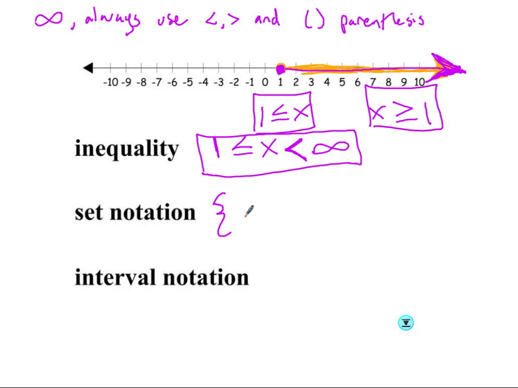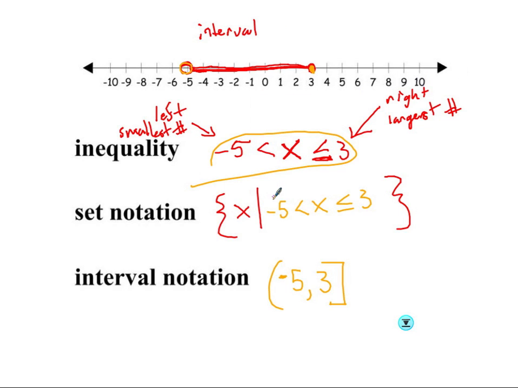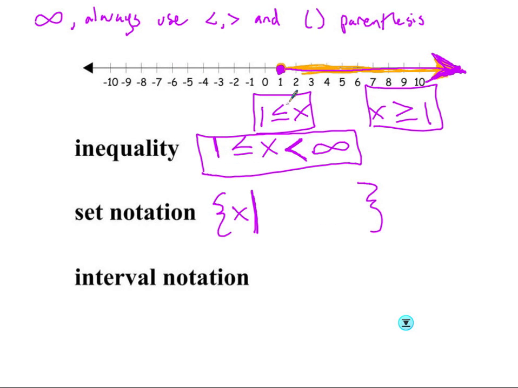Okay, set notation, remember, we're always going to have a curly brace, vertical line, and by the way you read this is x such that. This line right here actually means such that. Okay, so x, now remember from our last example, what goes inside this space is basically the inequality. So since all of these three are the same, we can pick one of these to go inside. So I'm just going to go ahead and pick this to go inside, and that gives us our set notation.